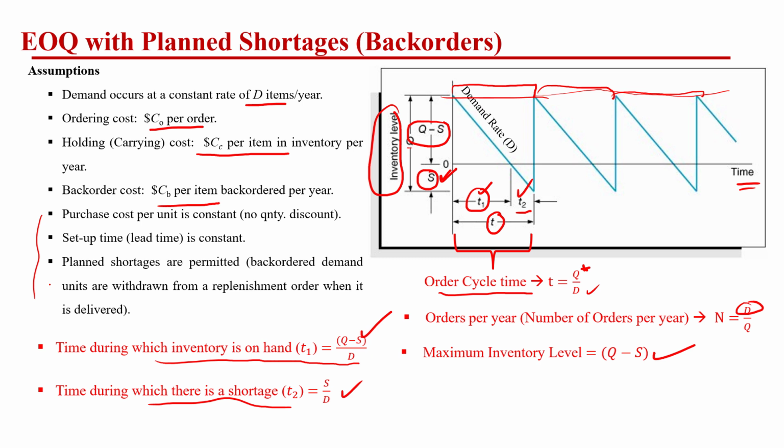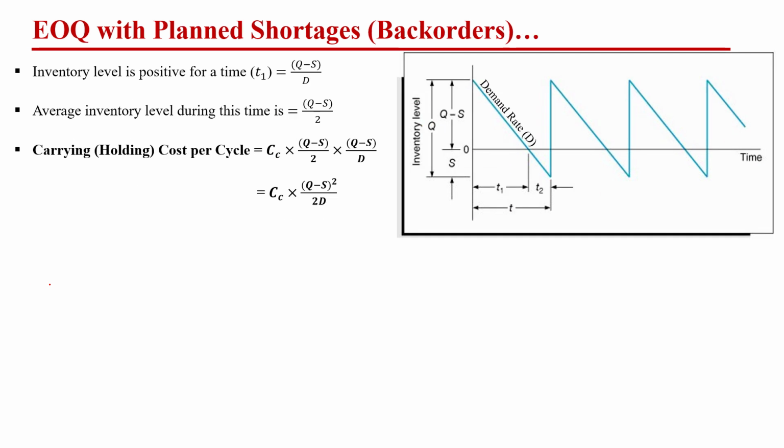Now, in order to find out what would be the total cost, what would be the carrying cost, what would be the order cost in this model, we are basically considering one cycle. Once we calculate the one cycle, then we can calculate over the time what would be the total carrying cost, what would be the total order cost.